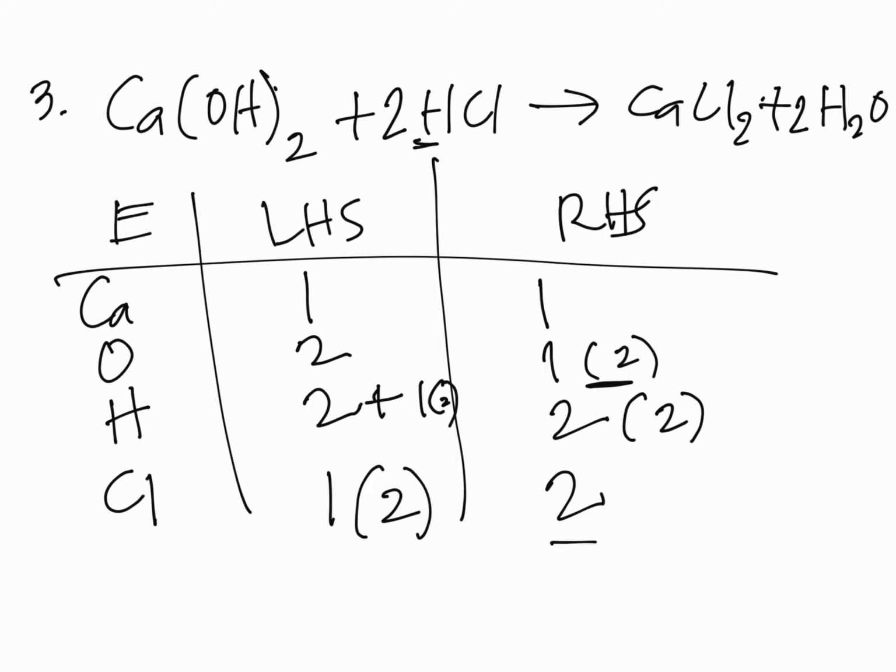And then, let's see, calcium 1, 1, oxygen 2, oxygen 2, hydrogen 2 plus 2, 4. That's 2 times 2 on the right hand, so that's 4 also. So this is already balanced. For chlorine, it's already balanced. Okay, now let's go for example number 4.